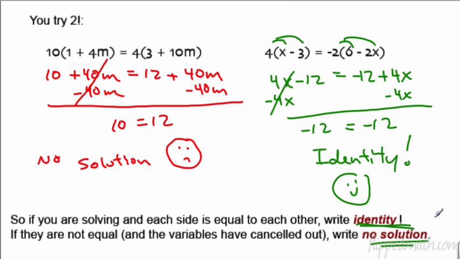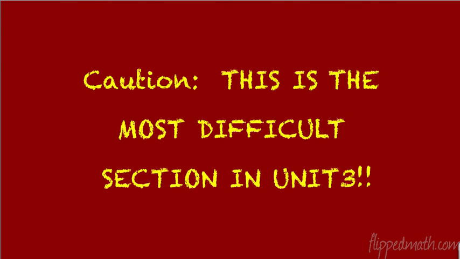That's it. That is section 3.4. I am warning you. This is the most difficult section in Unit 3. So you have a lot of practice to do. Do the corrective assignment if you need it. I'm telling you, history shows this is a tough section.